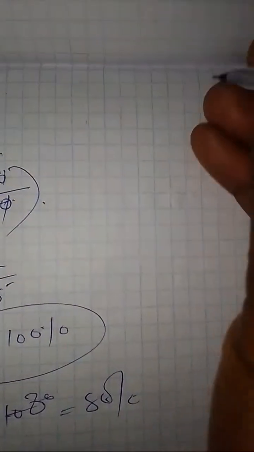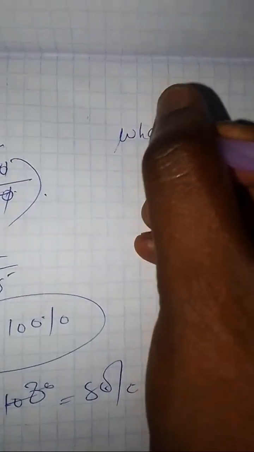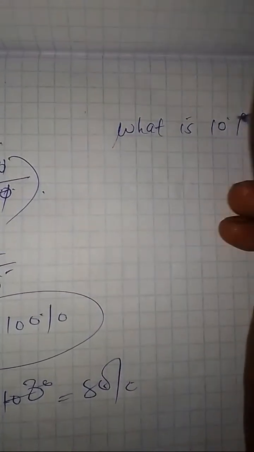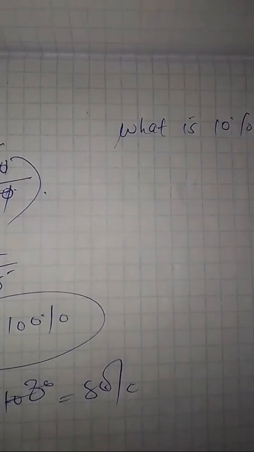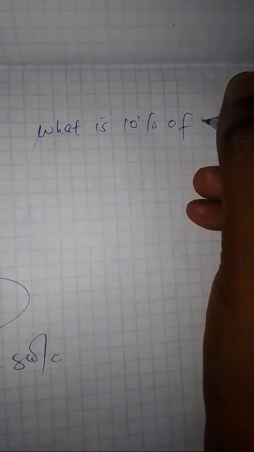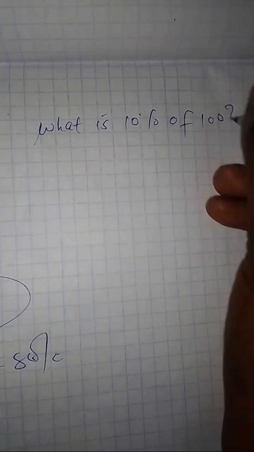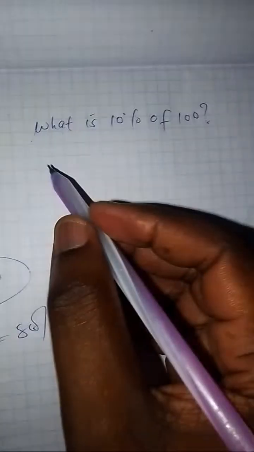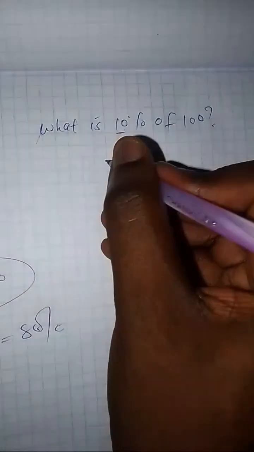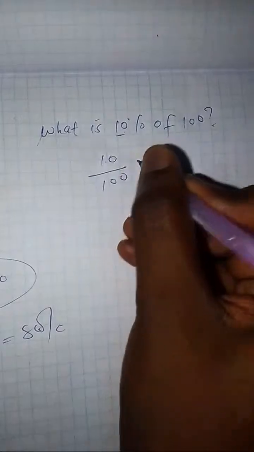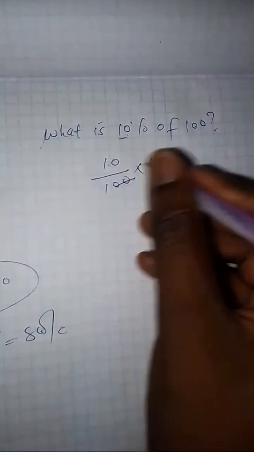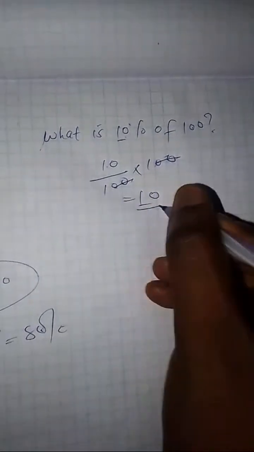Okay, so now here we say, what is 10% of 100? So this 10 here, we shall have 10 out of 100 times this other 100 here. So there 10% of 100 is 10.